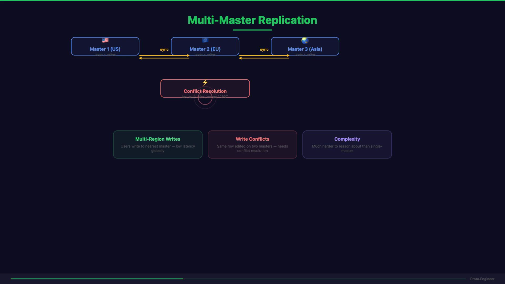CRDTs, conflict-free replicated data types, are data structures designed to merge automatically without conflicts. Multi-master is significantly more complex than master-slave. Use it only when you truly need multi-region writes.